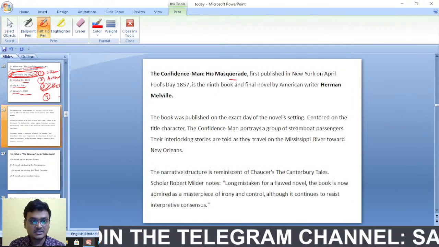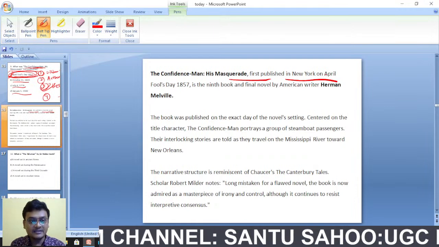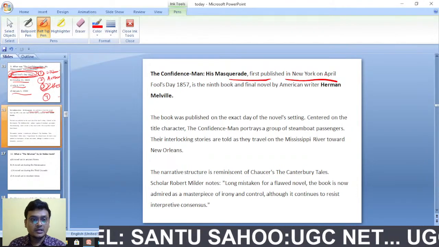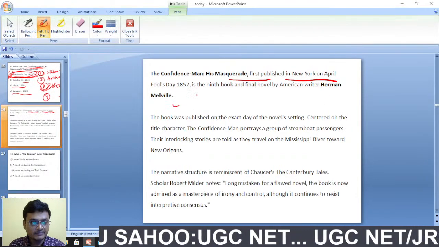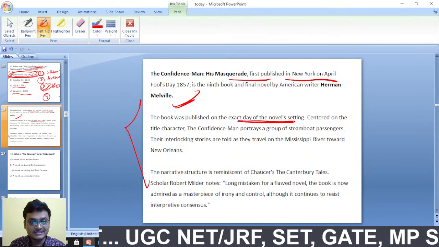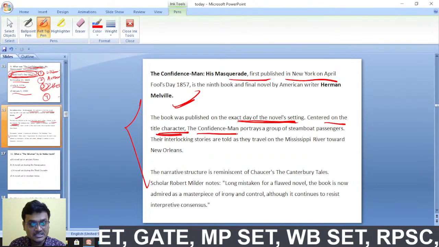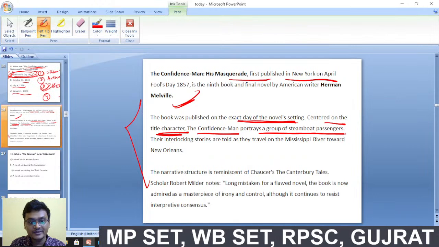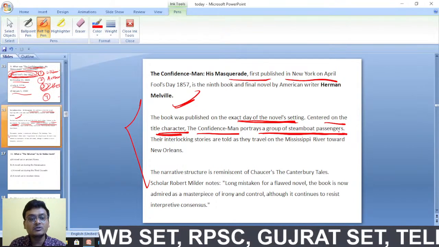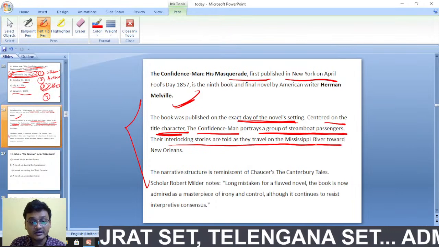The Confidence Man: A Masquerade, first published in New York on April Fool's Day 1857, is the ninth book and the final novel by American writer Herman Melville. The book was published on the exact day of the novel's setting, centered on the title character, the Confidence Man, who portrays a group of steamboat passengers. Their interlocking stories are told as they travel on the Mississippi River.